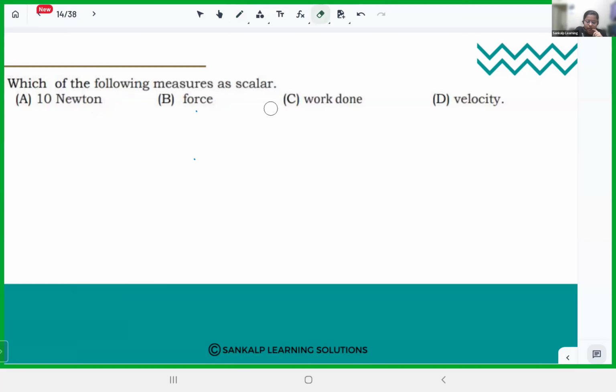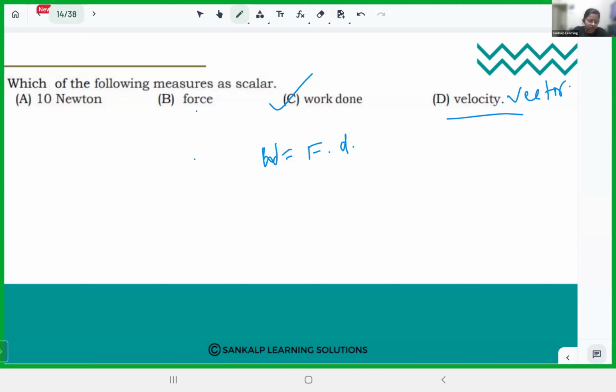And what about C? Work done. Work done is a product of force as well as displacement, right? We know it is the dot product of force and displacement. When you do a dot product, you will get a scalar quantity. So work done is a scalar quantity. Fourth option, we clearly know that this one, velocity. Velocity is definitely a vector quantity because it depends upon the direction, isn't it?